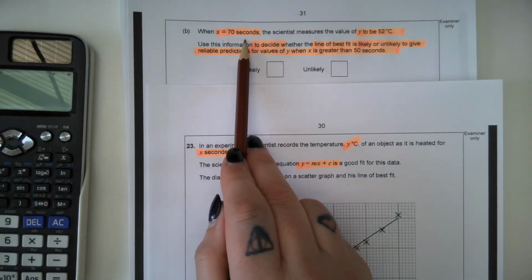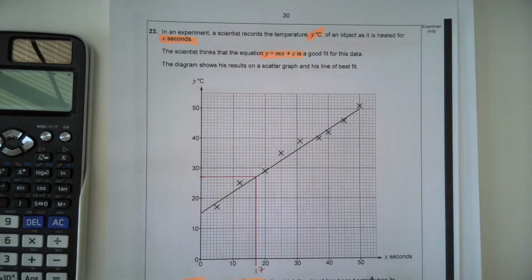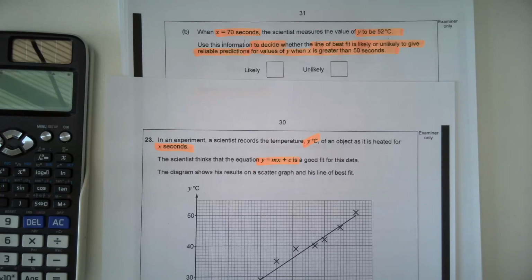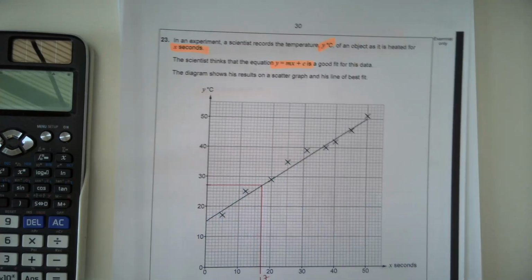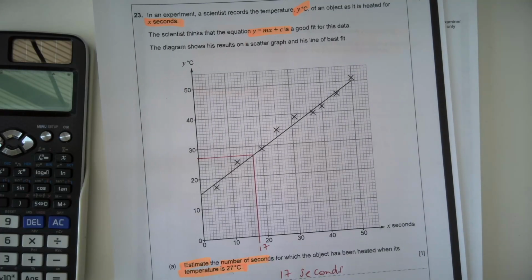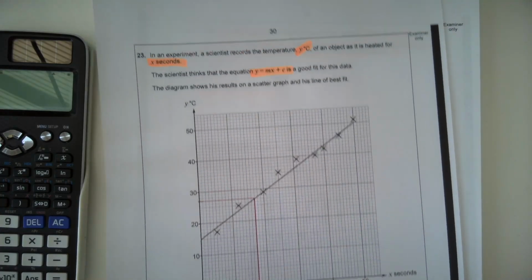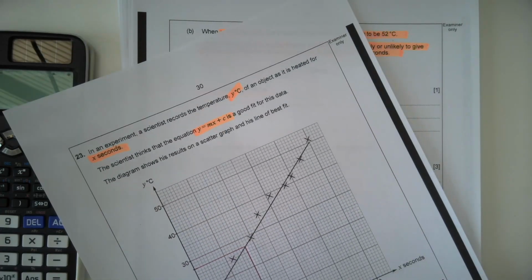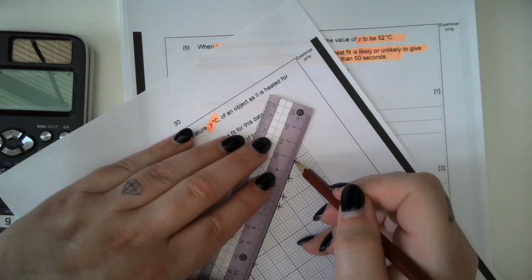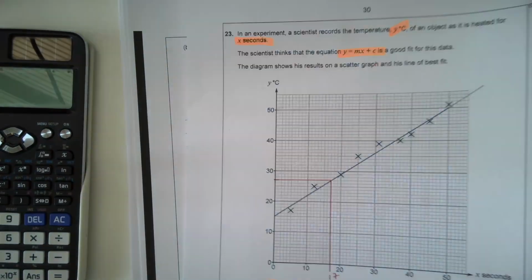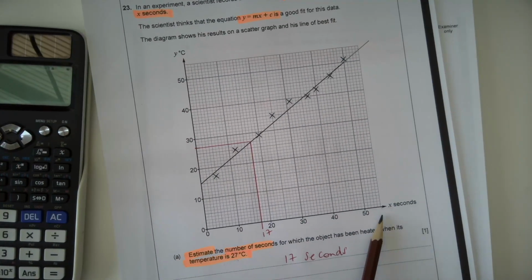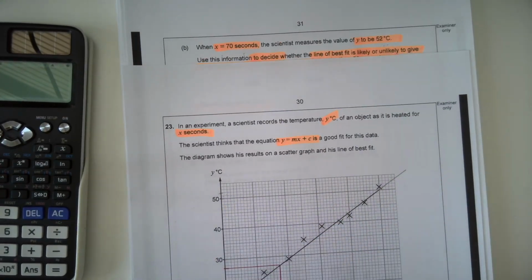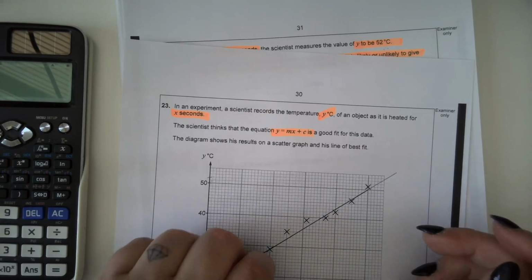So when x is 70, y is 52. Well, x is 70. X doesn't go up to 70 on this axis, so we can't predict from it accurately. So let's think about this, 52. Well, we can estimate 52 here, can't we? So what we're going to do, we're going to continue this line of best fit so that it carries on to the end of the grid. So we can't use the 70 seconds marker, but we can use the 52 degrees marker. So let's use that. So 52 is here. Again, I'm using pen. Please use pencil in case you need to change what you're doing.